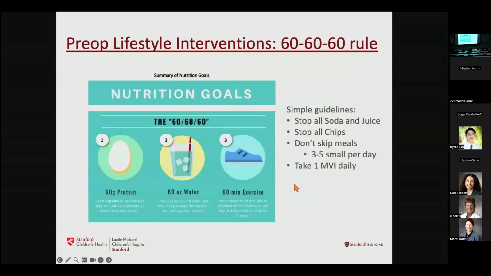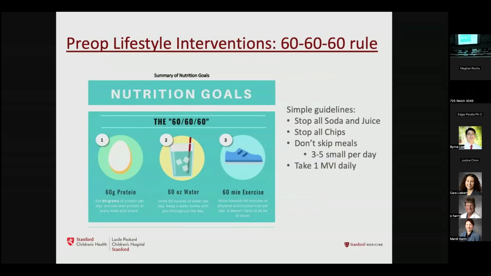This is our nutrition goals I talked about. Anyone can do this. If you want to lose some weight, you can try it. It doesn't really work for weight loss, but it's not unhealthy. You're drinking lots of extra water. You're drinking protein. You're eating protein, and you're exercising 60 minutes.